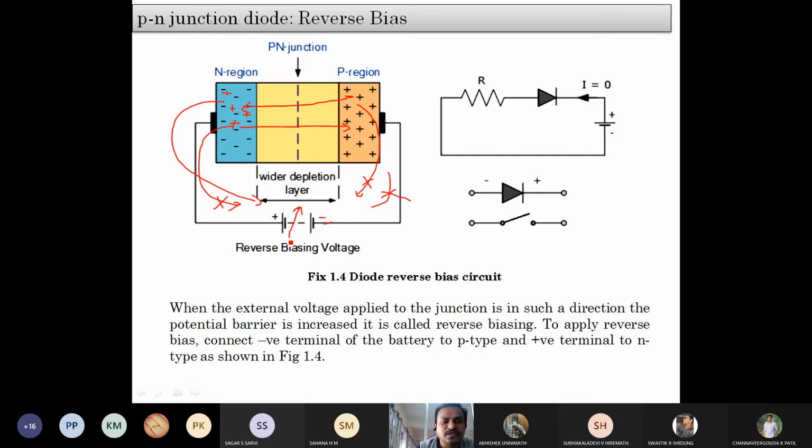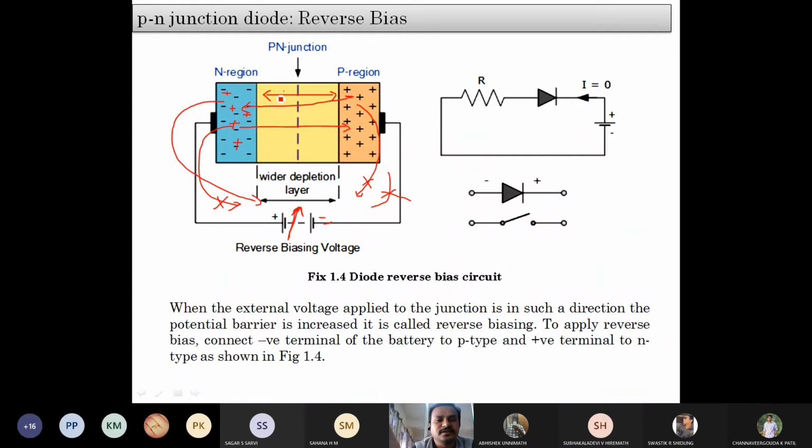Okay, so as you are increasing the negative terminal voltage, what is going to happen here? You are increasing the minority charge carriers in the respective semiconductor material. So as the concentration of minority charge carriers increases, the width of the depletion layer goes on increasing, opposing the flow of charge carriers.